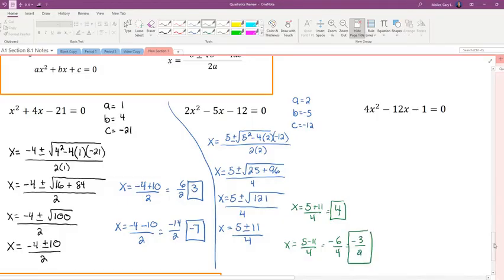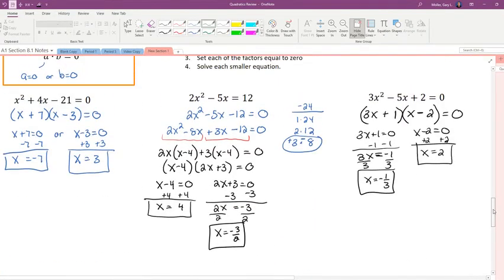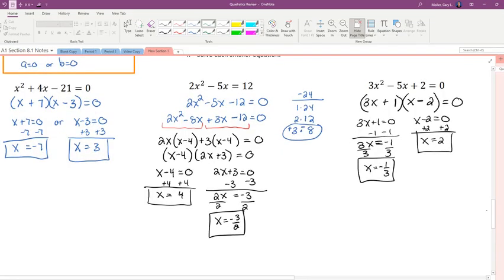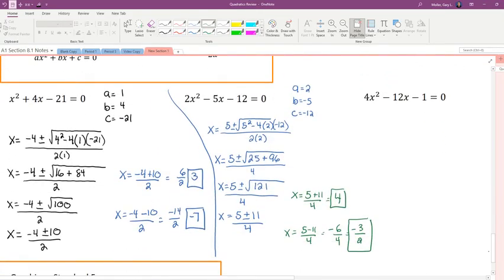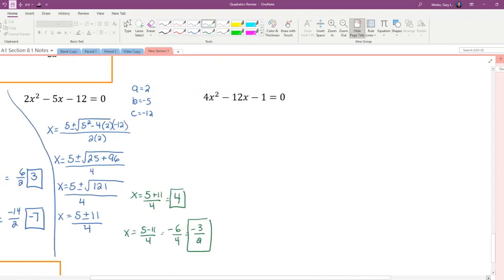Once again, this is the same problem that we did with factoring. And again, depending how good you are at factoring, the answer comes relatively quickly as a factoring problem. All right. Next one.